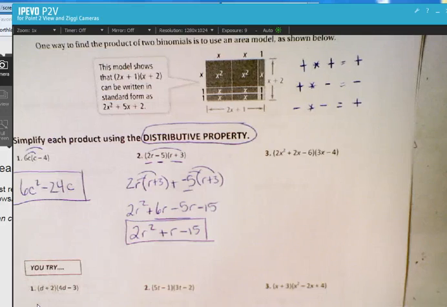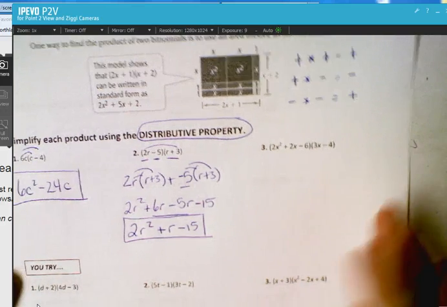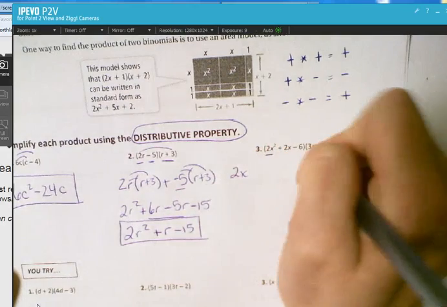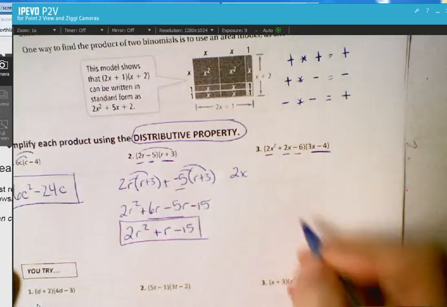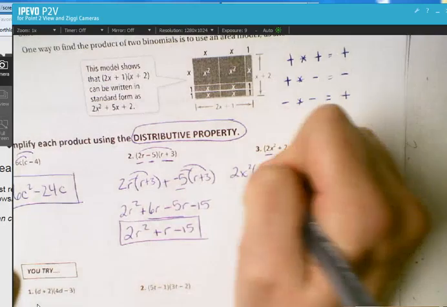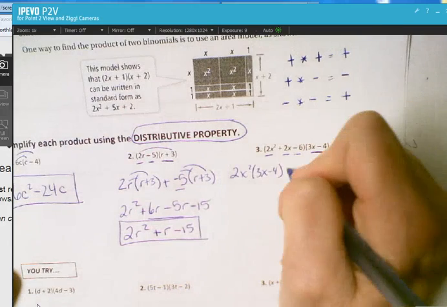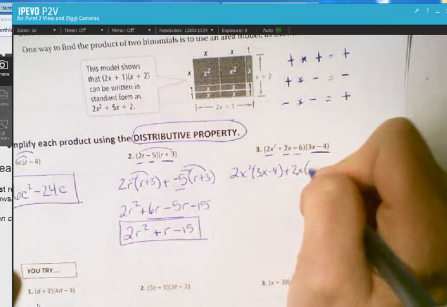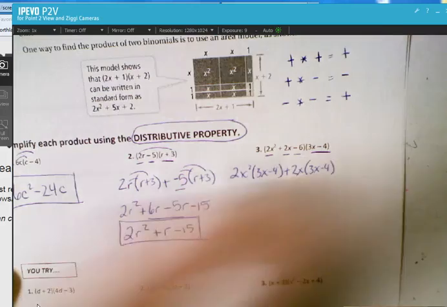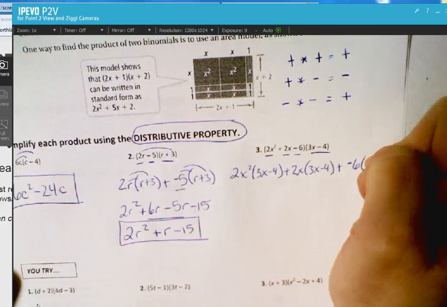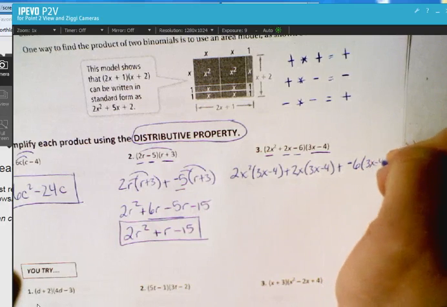Alright, let's try this again. This time though we have a trinomial being multiplied by a binomial. The distributive property always works. You take the term and multiply by the whole thing. So 2x squared times 3x minus 4, and 2x times 3x minus 4, and negative 6 times 3x minus 4.